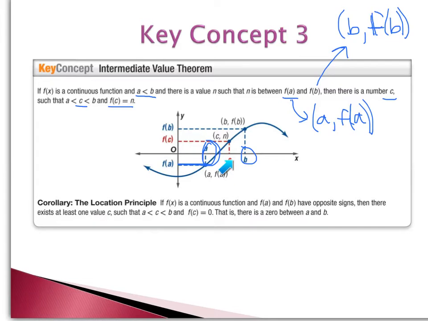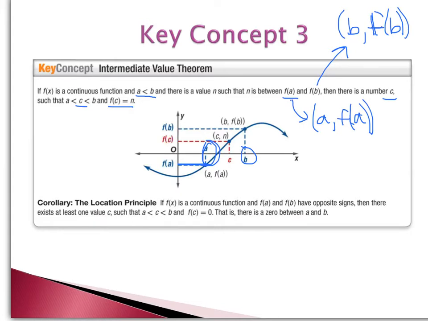Now, what we're going to have is c, which is in between a and b. So c is greater than a but less than b, because c is to the right of a but left of b. And if I go up to the function and over to the left, we get f of c, the function evaluated at c. Now, because c is in between a and b, then f of c has to be in between f of a and f of b.